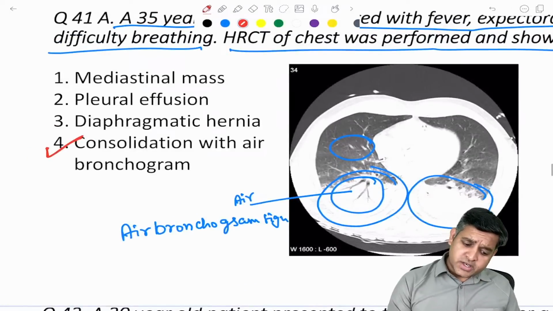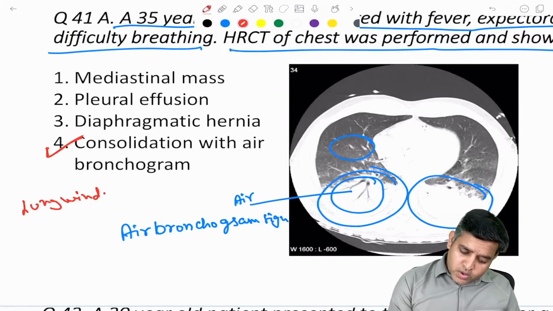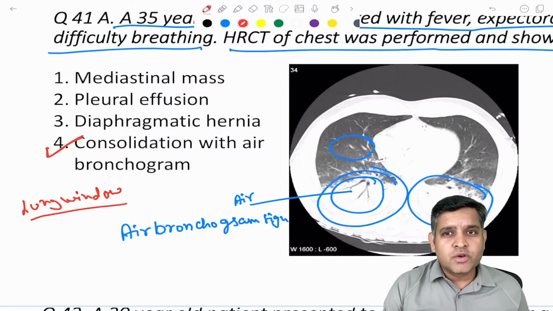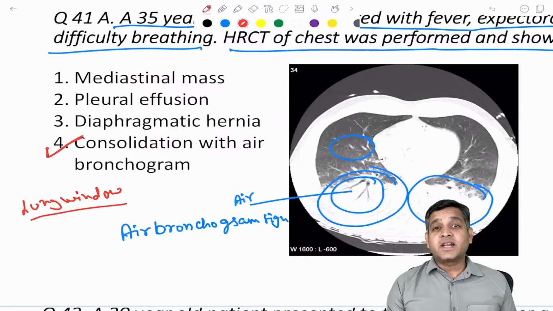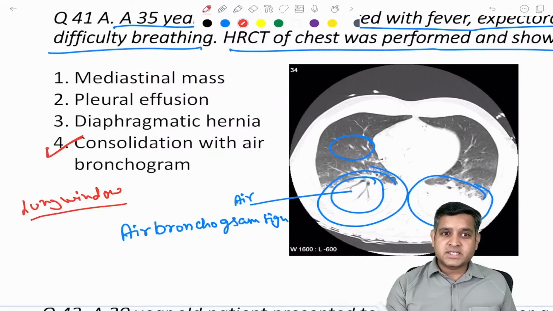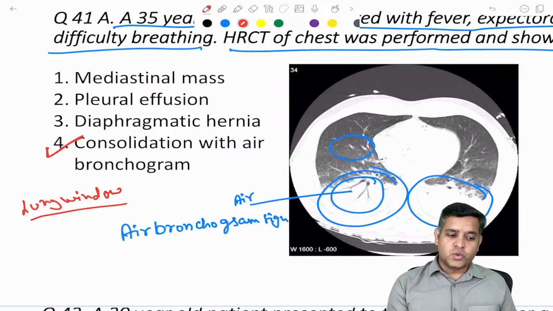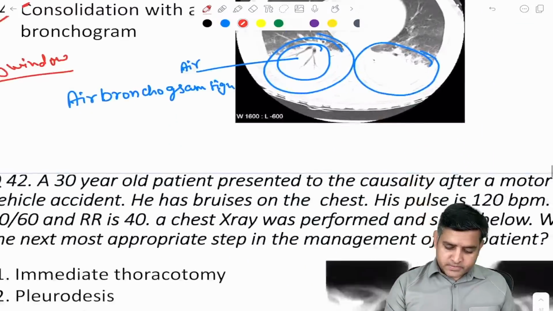Shall I tell you a catch here? This is a lung window. If it's a lung window, lung pathology will be shown to you. If the examiner wanted to give you pleural effusion or a mediastinal mass, the mediastinal window will be given. So, a lung window should show you a lung pathology, right?